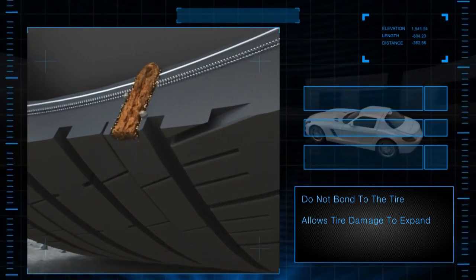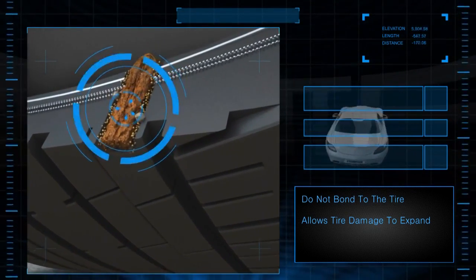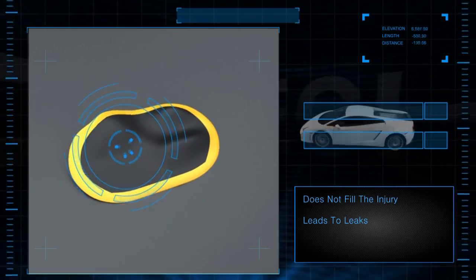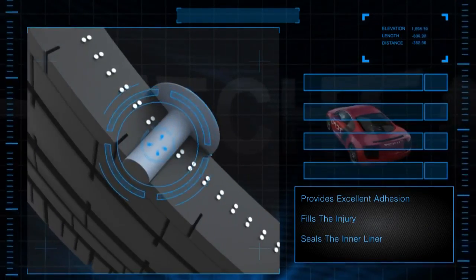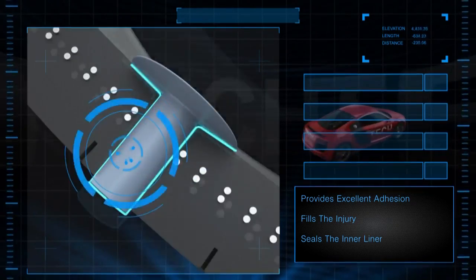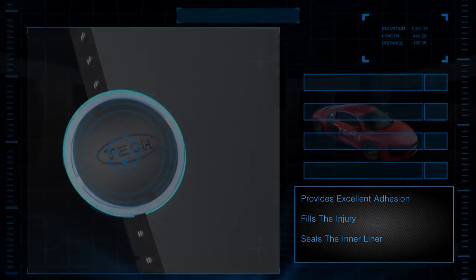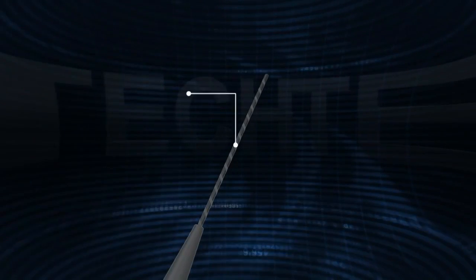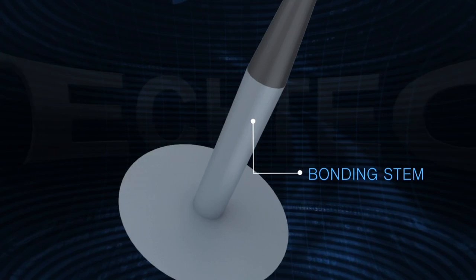Standard roll plugs do not bond to the tire and allow for tire damage to expand. Using only a patch does not fill the injury and can lead to leaks. Tech Uni-Seal Ultras provide excellent adhesion by filling the injury and sealing the inner liner. This one-piece repair is comprised of a lead wire, bonding stem, and patch.